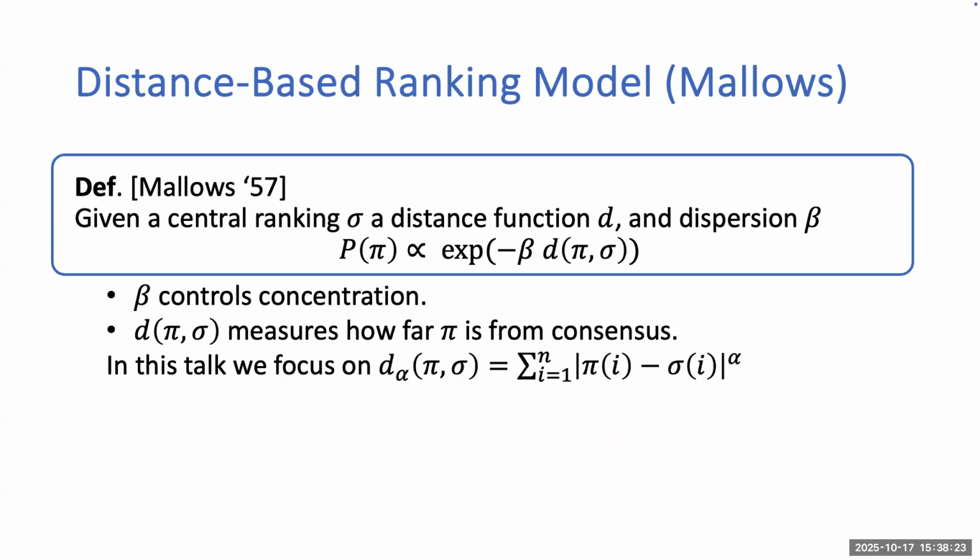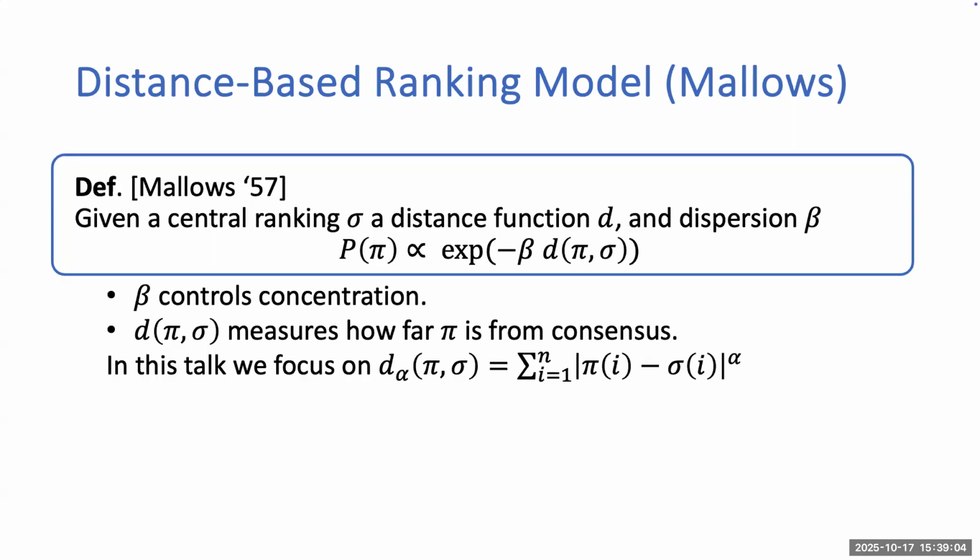We are assuming that there is some central ranking, like the inherent ranking of chocolate that we don't observe. I use the notation sigma. There is a distance function d, and for any permutation pi that I observe, based on how far it is from sigma, I change its probability. More specifically, the probability of observing some sample pi is proportional to the exponential of minus beta, where beta is just a temperature, a dispersion parameter, times the distance of pi and the central ranking sigma.